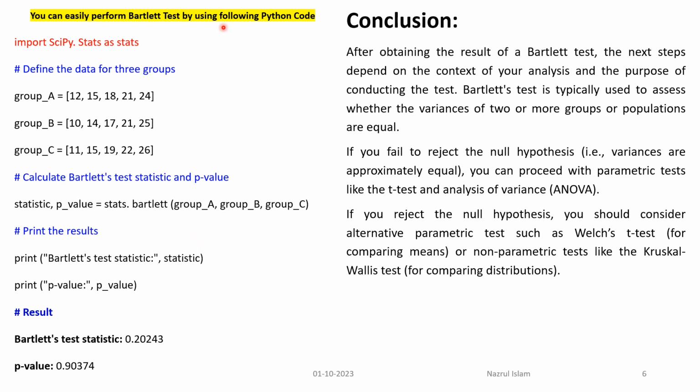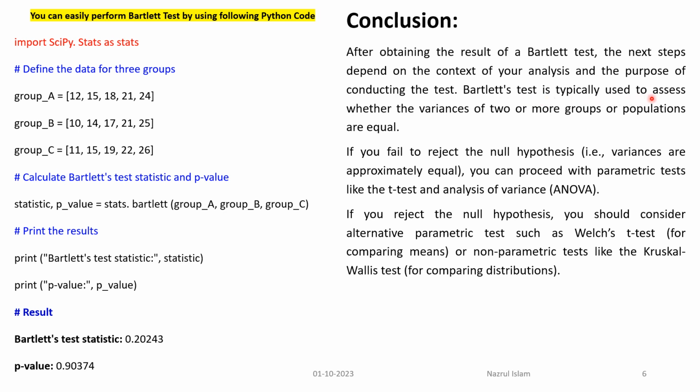By using Python and by using this code, we can easily get the result of Bartlett's test statistic and also p-value. Now, after obtaining the result of a Bartlett test, the next steps depend on the context of your analysis and purpose of conducting the test.